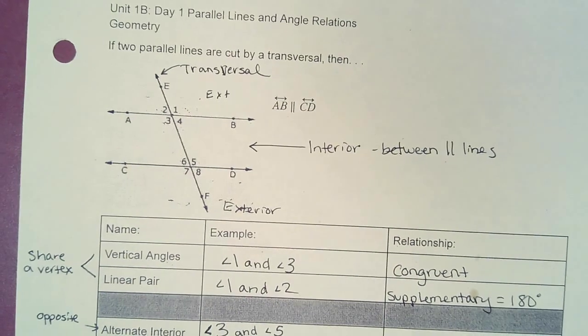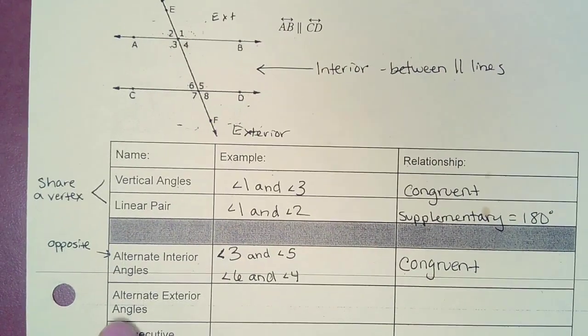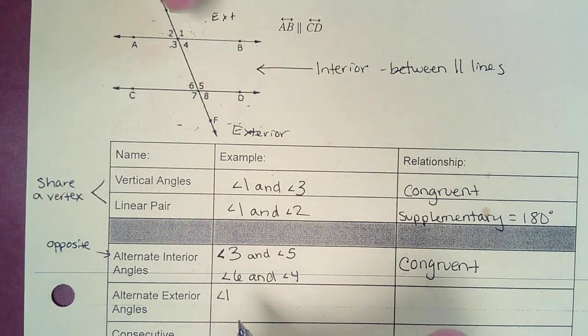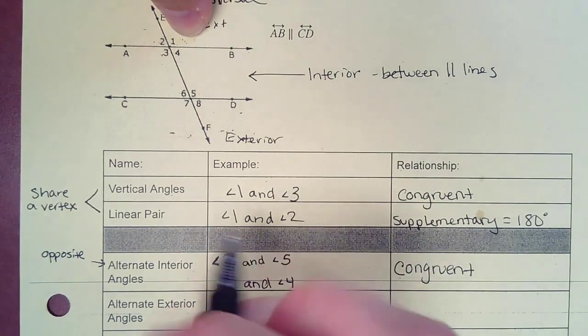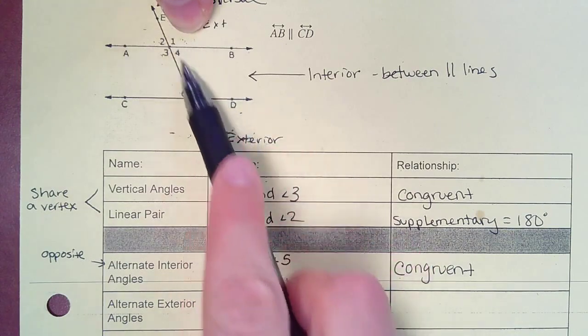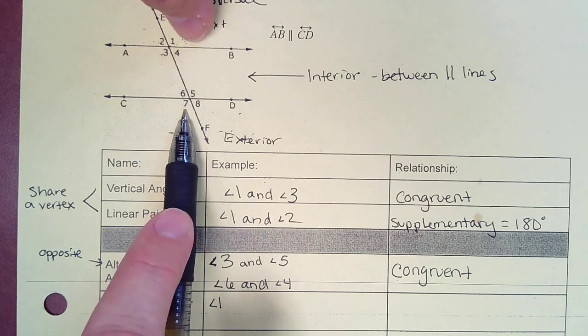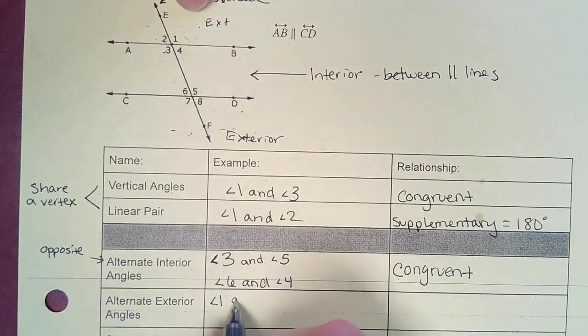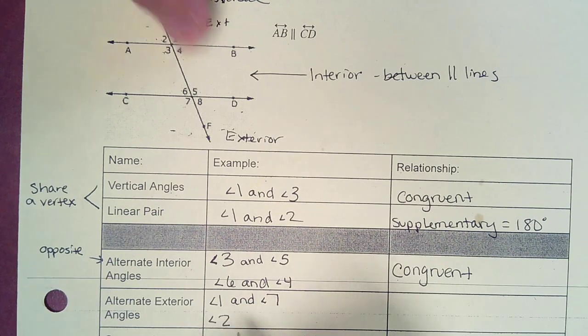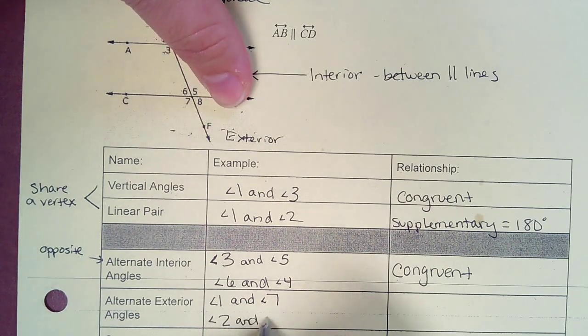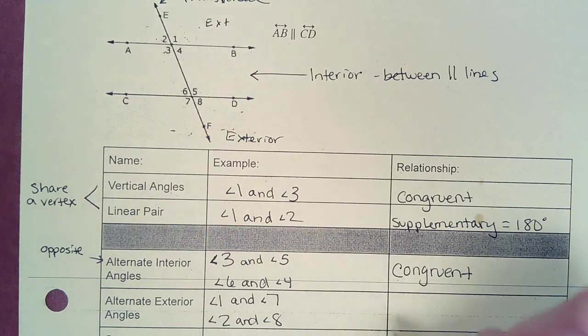Alternate exterior angles. So alternate meaning opposite, exterior meaning outside. So first, if I started with angle 1, okay, that's on the exterior. The other angle that's on the opposite side of my transversal and on the outside would be 7. So 1 and 7 are alternate exterior angles. For angle 2, that would be 2 and 8. Those are alternate exterior. Their relationship is congruent.